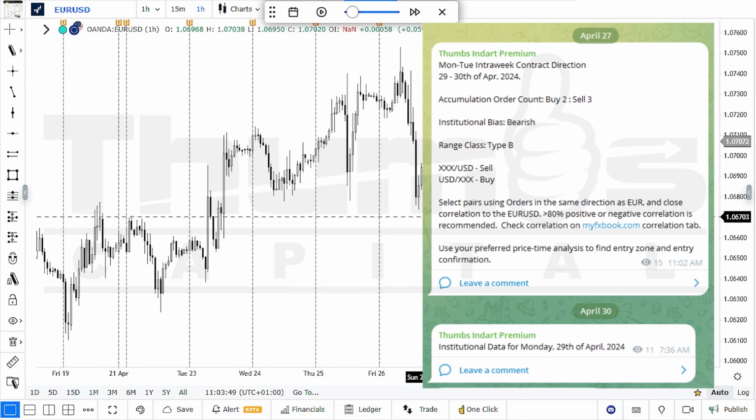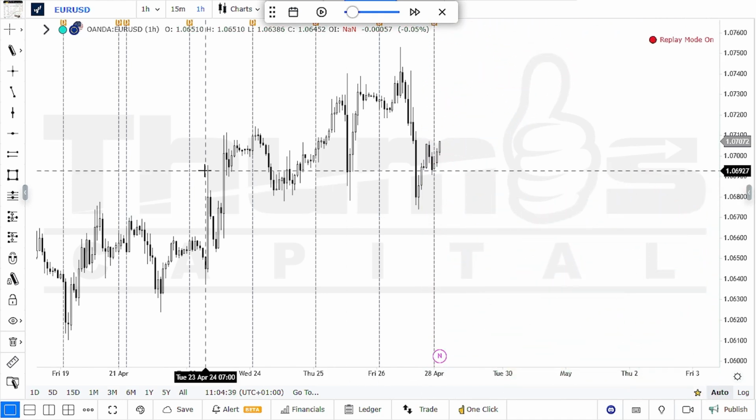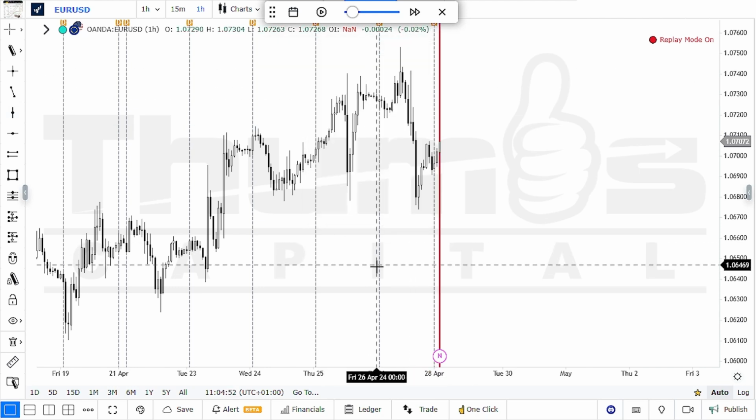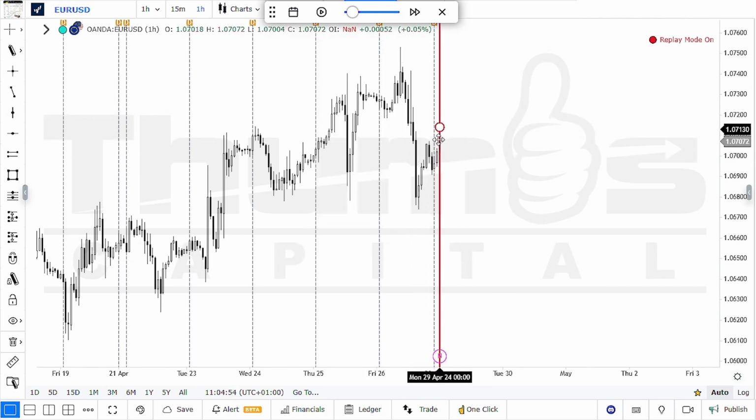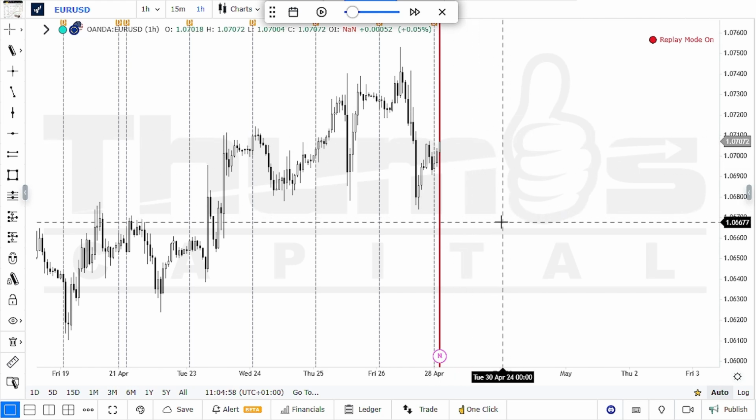As you can see from the screenshot, on the 27th of April, which is Saturday before the Monday-Tuesday contract, we posted the institutional order counts, which showed that the big players are bearish. Therefore, we should be looking to sell Euro USD for the Monday-Tuesday intra-week contract period. So let's mark the chart with a red line at the open of that period. So we have the red line which marks that at this point we are expecting a bearish movement.